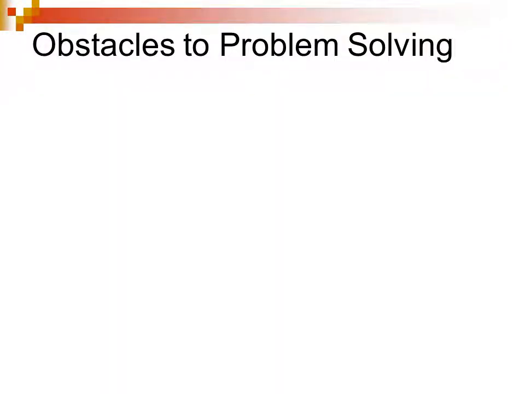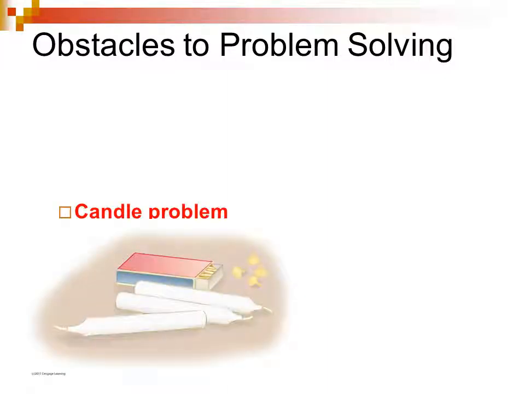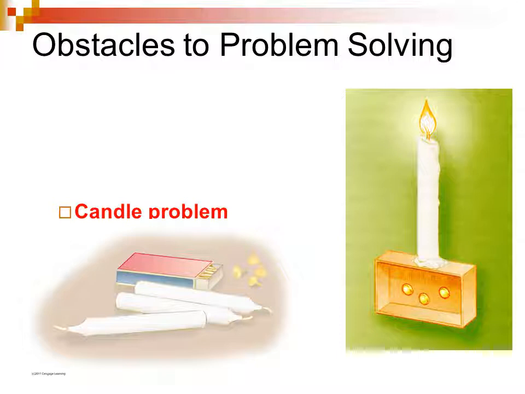Next, the textbook talks about two obstacles to problem solving, the first of which is demonstrated by the candle problem. The candle problem is that you have these materials, a matchbox with matches in it, candles and thumbtacks, and your task is to mount the candle on a corkboard so that the candle will burn without dripping wax on the floor. The solution to the problem is to use the tacks to pin the box to the wall and then place the candle on top of the box. But in studies, many participants don't come up with this solution.